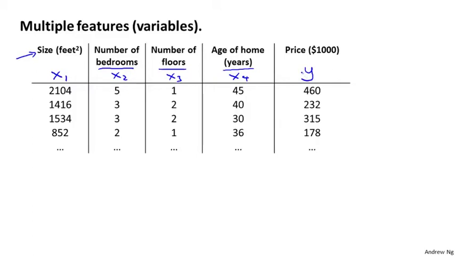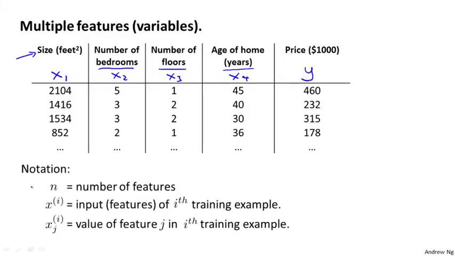Let's introduce a little bit more notation. Now that we have 4 features, I'm going to use lowercase n to denote the number of features. So in this example, we have n equals 4 because we have 1, 2, 3, 4 features, and n is different from our earlier notation where we were using m to denote the number of examples. So if you have 47 rows, m is the number of rows in this table, or the number of training examples. I'm also going to use x superscript i to denote the input features of the ith training example.